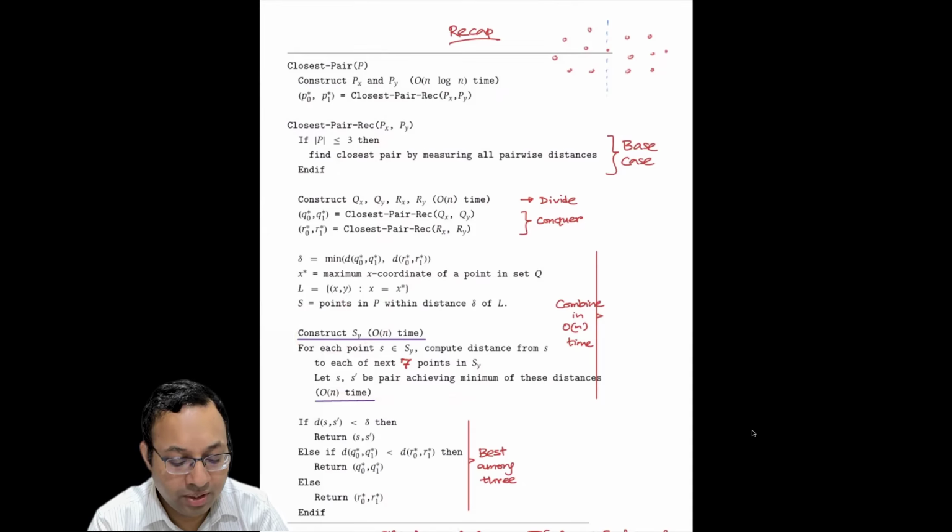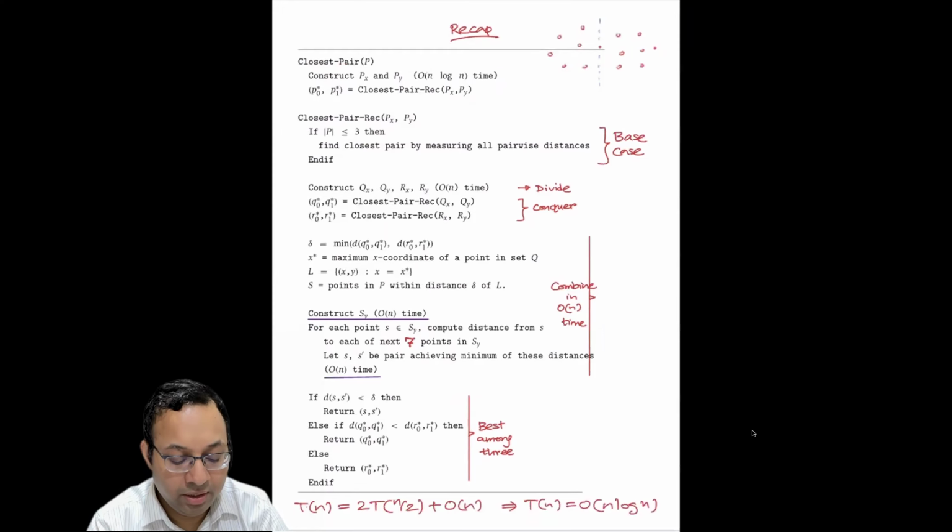That's the algorithm. So the runtime becomes n log n because it takes 2 times T(n/2). There are two sub-problems, each of size n/2, and then the combination part takes linear time. So this recurrence, if you solve it using the substitution method, recursion tree, or master method, you will see it's n log n time.